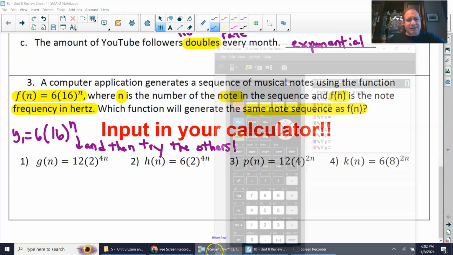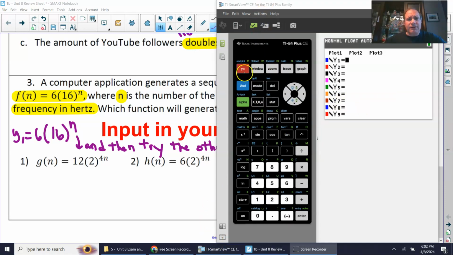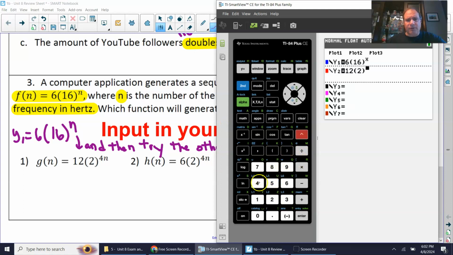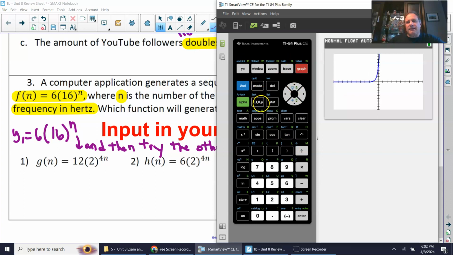So very easy. You grab your calculator, you're going to press y equals, and we're going to put 6 times 16, and then to the nth power, which is x power. So I don't care what that looks like. I'm just going to try the first one right now as y2. 12 times 2, and then to the 4x power. And I'm going to graph it. That is the first graph, and that is the second graph.